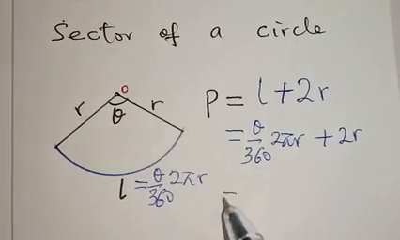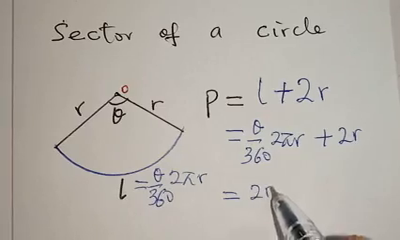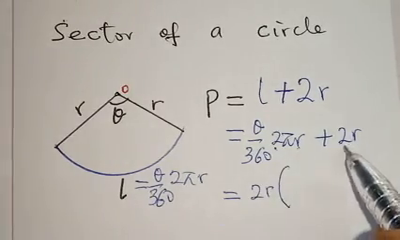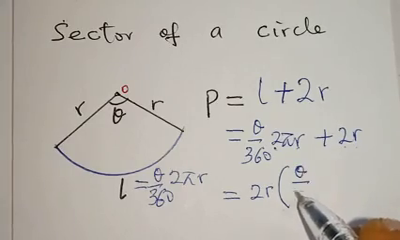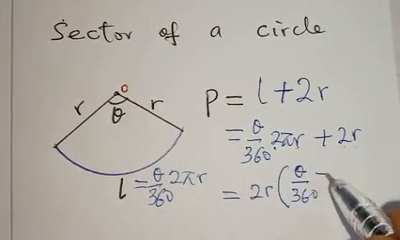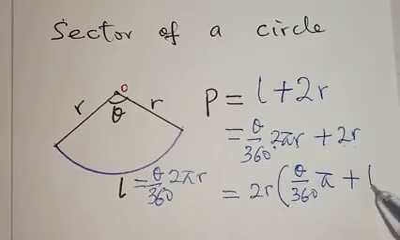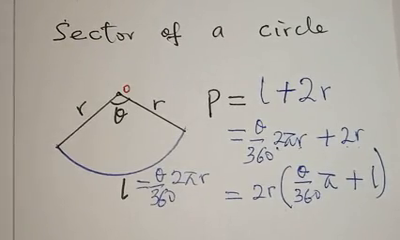Of course, you could factorize the 2r, and the remaining thing you have there will be theta over 360 pi plus 1. You could also write the formula like that.